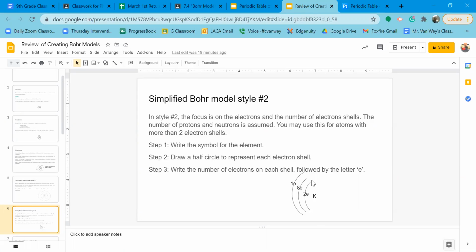Step 2, we're going to draw a half circle to represent each electron shell. This just saves us from drawing a bunch of great big circles on our paper. And for step 3, we're going to write the number of electrons that are on each shell. Of course, shell 1 only holds 2 electrons. Shell 2 holds 8 electrons. And the third shell holds, in the case of potassium, 1 electron.